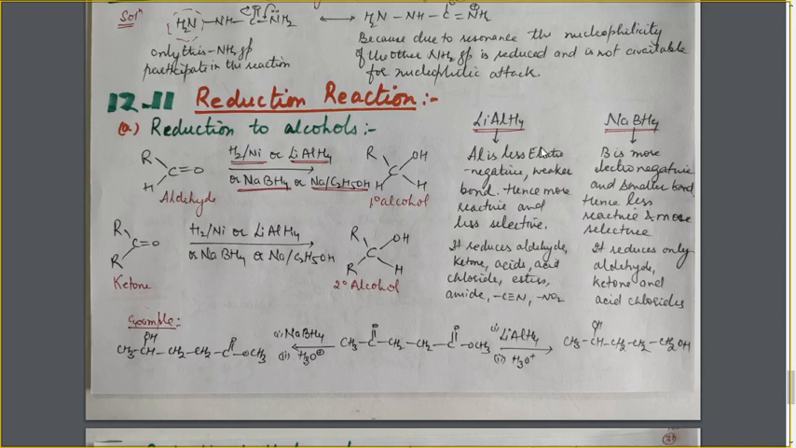These compounds are hydride ion donors, H negative ion donors, and the H negative ion will attack the positive center. Here this is the positive center. Here this is the positive center. Which of the two centers will have the more positive charge? This or this one? If you decide which of the two centers has the more positive charge, then you decide their reactivity and decide the product.